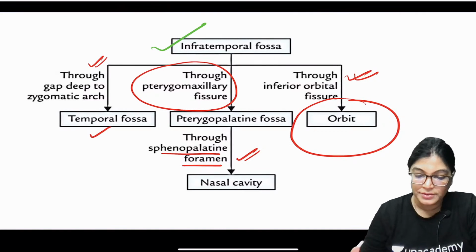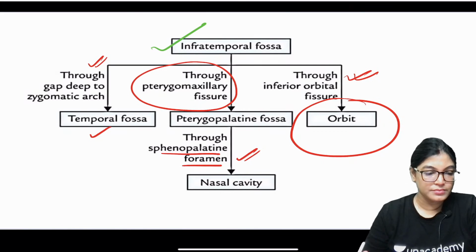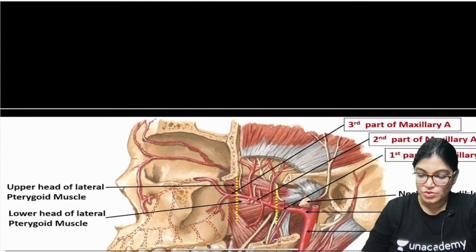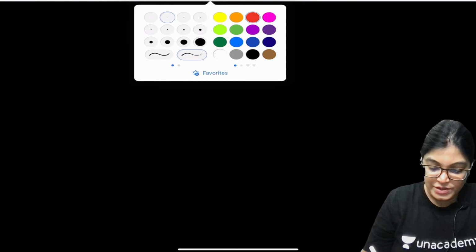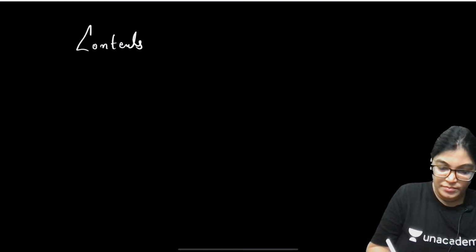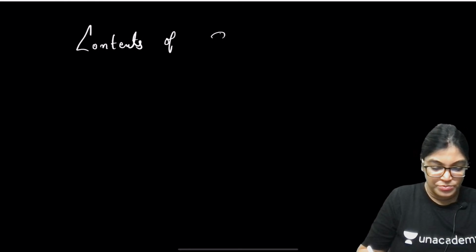So got it, everyone? Okay, now I will come up with the contents. Before that, you write the contents, and then we will show the important contents which I want to specify, and I will go into details of them. So firstly, write down the important contents of the infratemporal fossa.